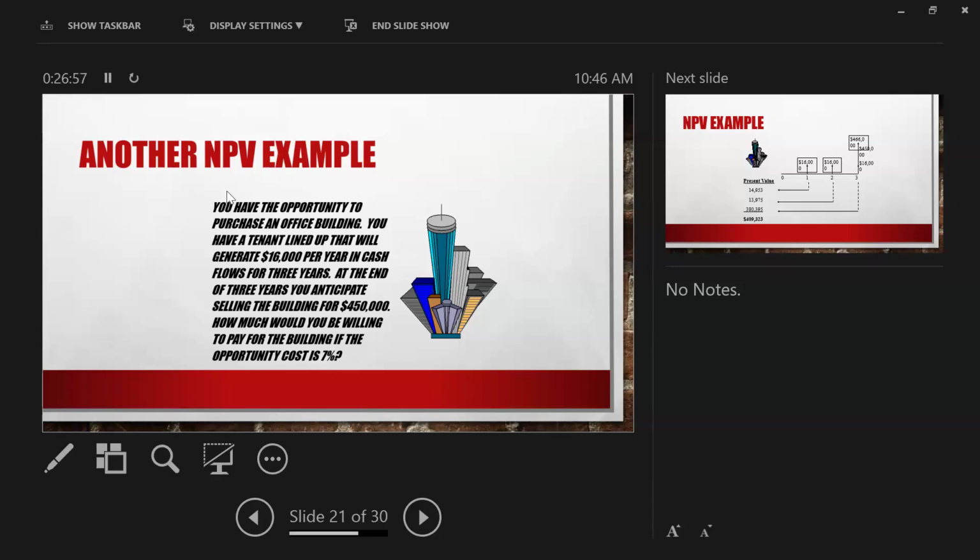So what you're doing essentially on the problem is, your CF0 in this case is going to be what? You don't have it, right? That's what you're trying to figure out. So your CF0, you're going to leave at 0. And your CF3, you're going to add the 16,000 to the 450,000. That's going to be your CF3.